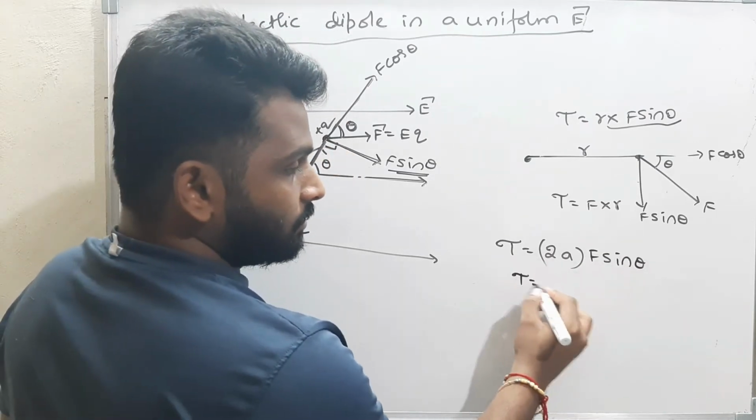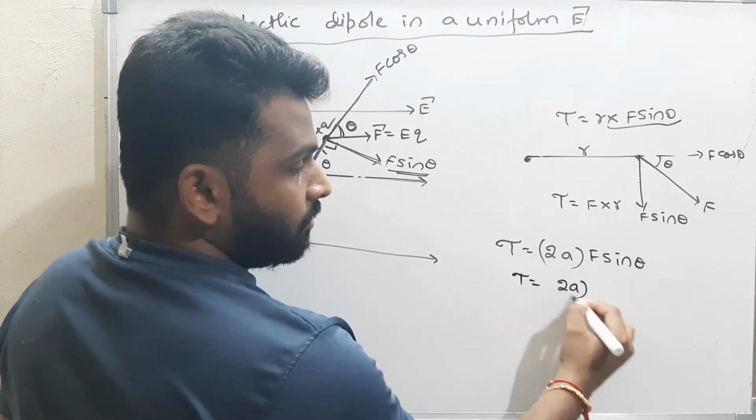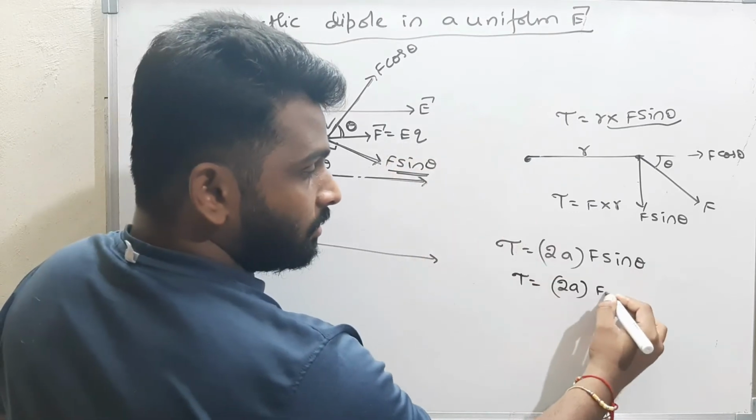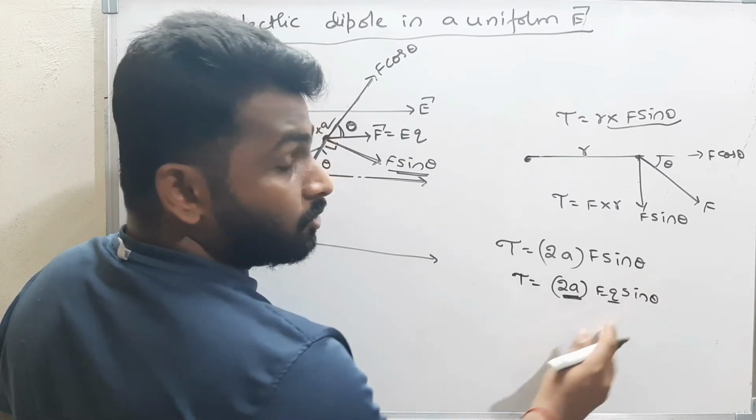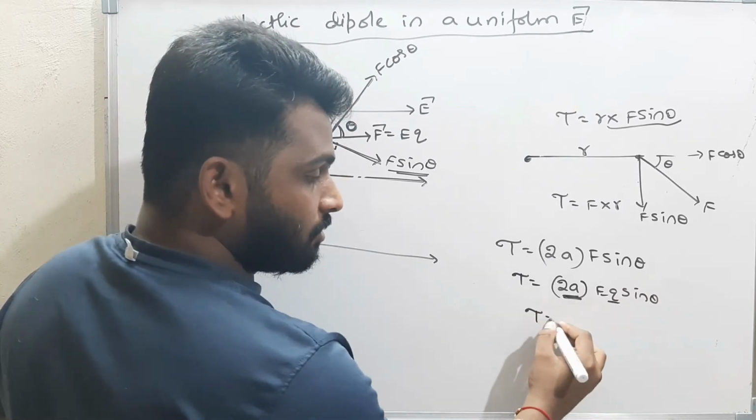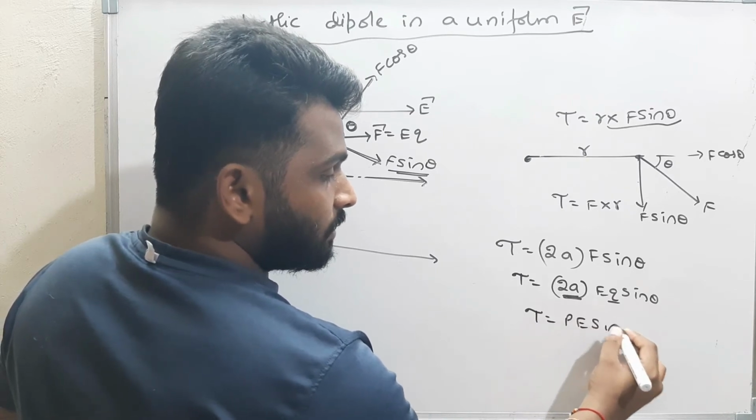Therefore, what will you get? 2 into a. What is f? F is nothing but e into q sin theta. What is 2a into q? 2a into q is nothing but the dipole moment p. Therefore, torque is equal to PE sin theta.